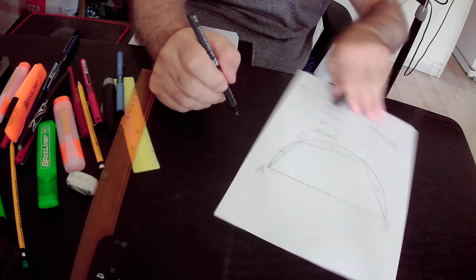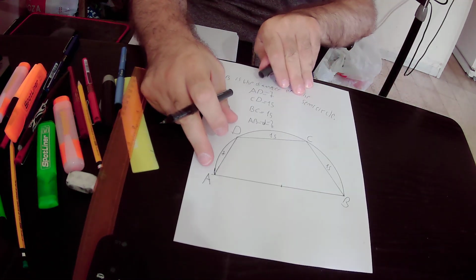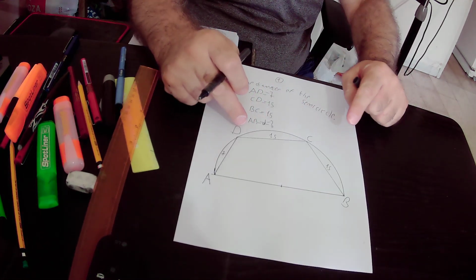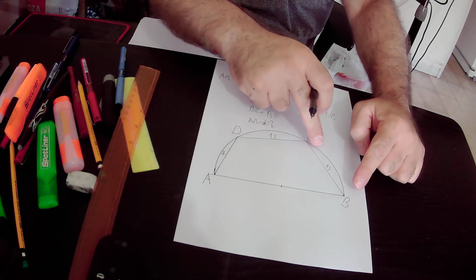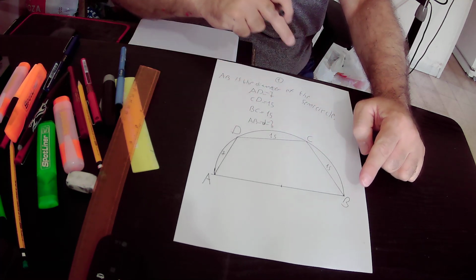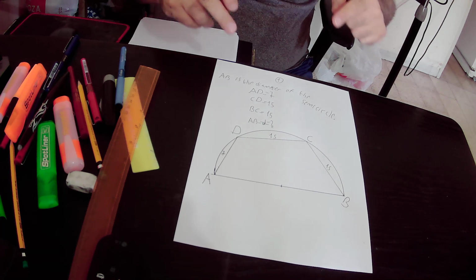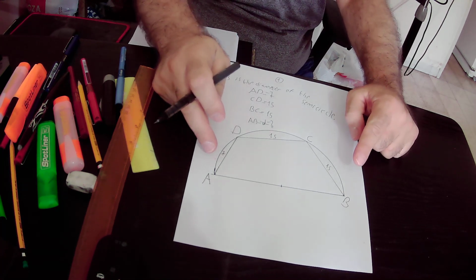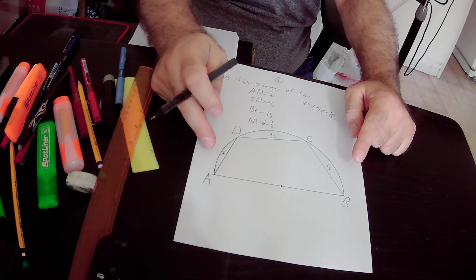Again, AD equals 7 units, DC equals 15 units, and CB equals 15 units also. And we want to find the diameter of the semicircle, or the size of AB.